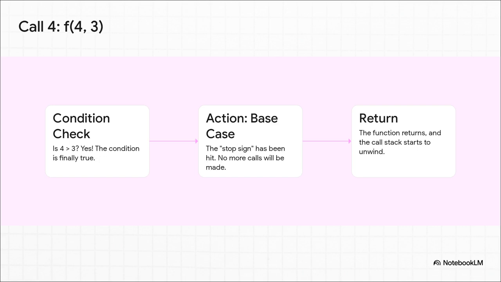And there it is, the base case. When f of 4, 3 runs, it checks. Is 4 greater than 3? Yes, finally. That yes triggers the return. It doesn't print, it doesn't call another function, it just stops. This is the stop sign that keeps us from getting stuck in an infinite loop, and it allows that whole stack of functions that have been waiting to finally complete and close out.